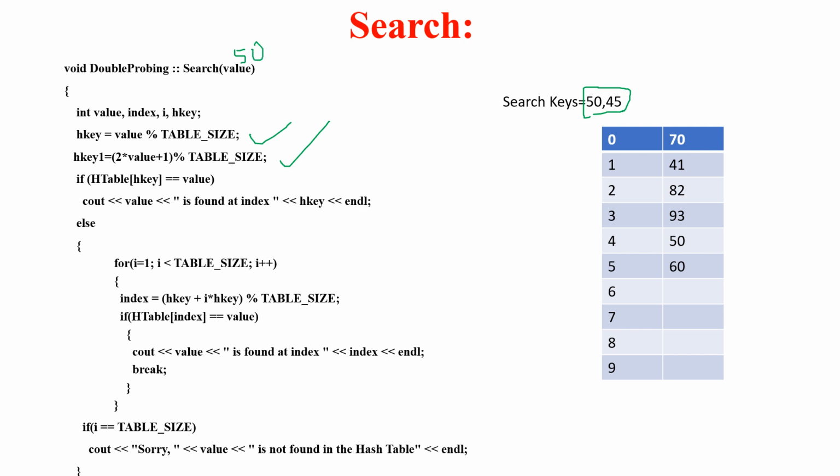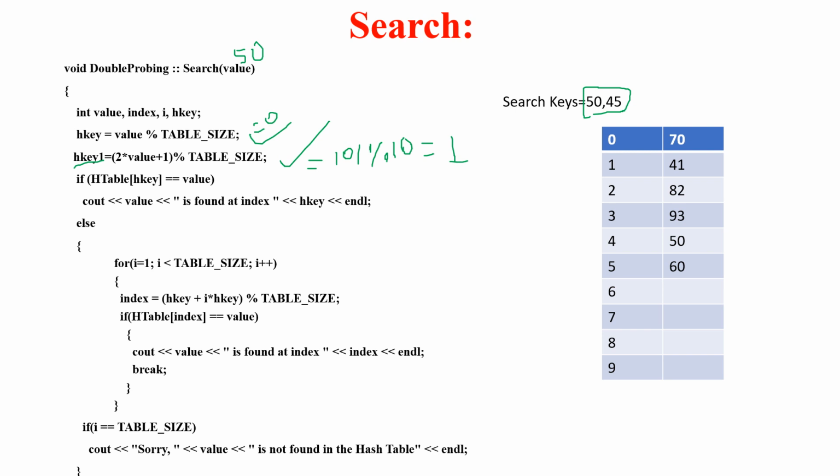I'll calculate an index using the first hash function. 50 modulus 10, I will get the value 0. I will also calculate h2 of the key here. So 50 into 2, 100 plus 1, 101 modulus 10. If you do that, what will you get? You will get the value 1, right?